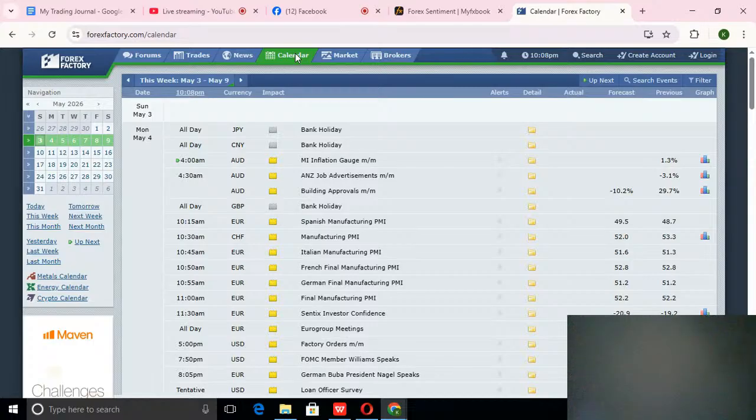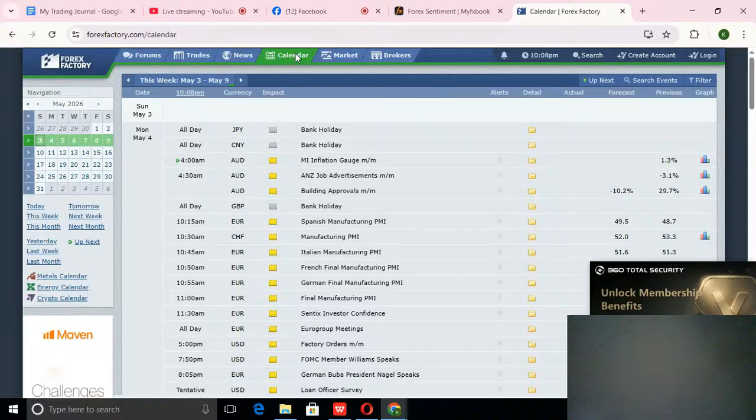As you can see, this is tomorrow, which is Monday. For the Japanese yen, we are going to have a bank holiday. CNY, that is China, we are going to have a bank holiday in China as well.